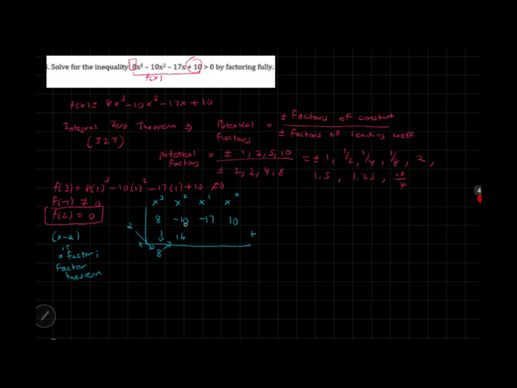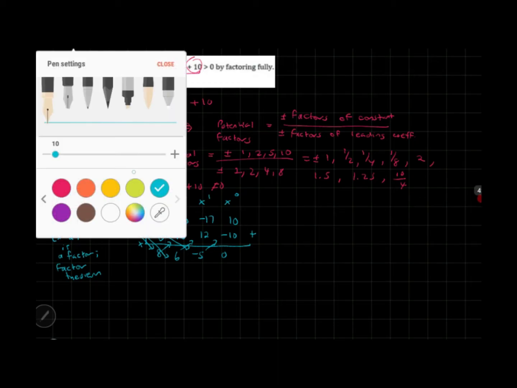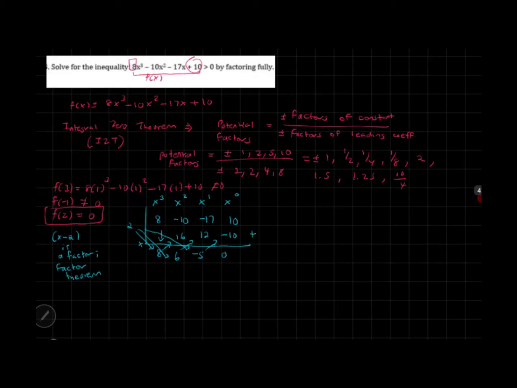I'm going to add these two together, so negative 10 plus 16 is 6. 2 times 6 is 12. Negative 17 plus 12 is negative 5. And then 2 times negative 5 here is negative 10, so this adds up to 0. Okay, so our quotient is going to have the terms x squared, x to the power 1, x to the power 0, and a remainder. So our quotient here should be 8x squared plus 6x minus 5.